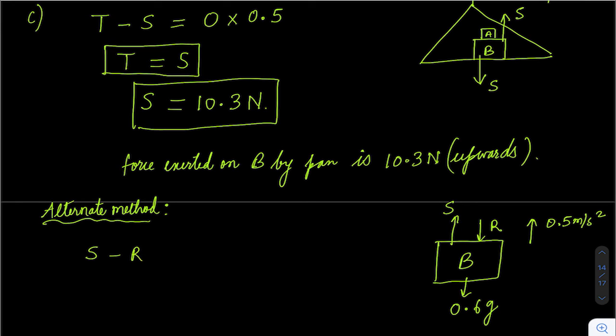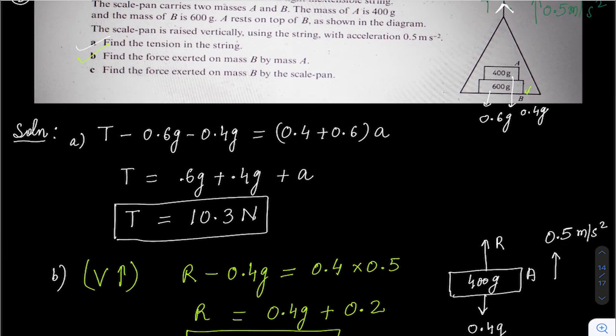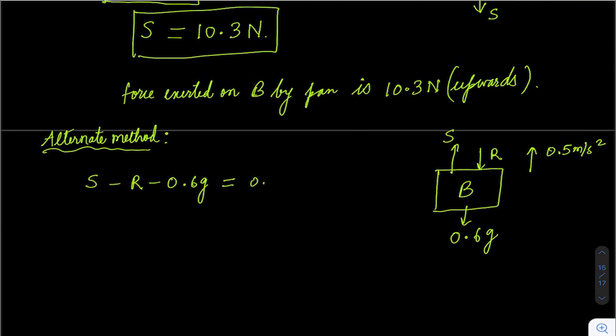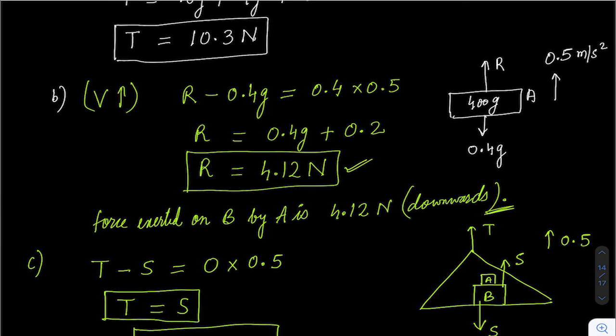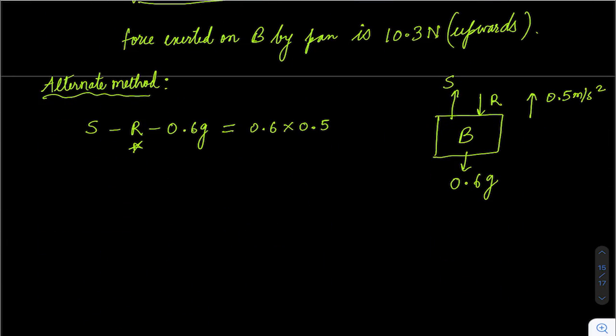So I can say S minus R minus 0.6 g is equal to mass of B, which is 0.6, I guess. Yes, 0.6 into acceleration, which is 0.5. Now what is this R? This R we just found in B part. This reaction force is 4.12. So if you substitute the values, you will get the same value as 10.3 newtons.